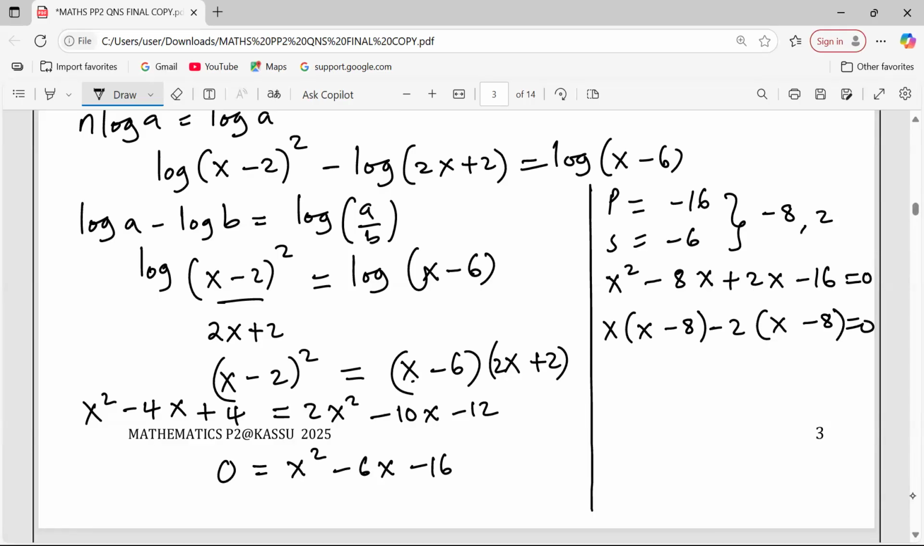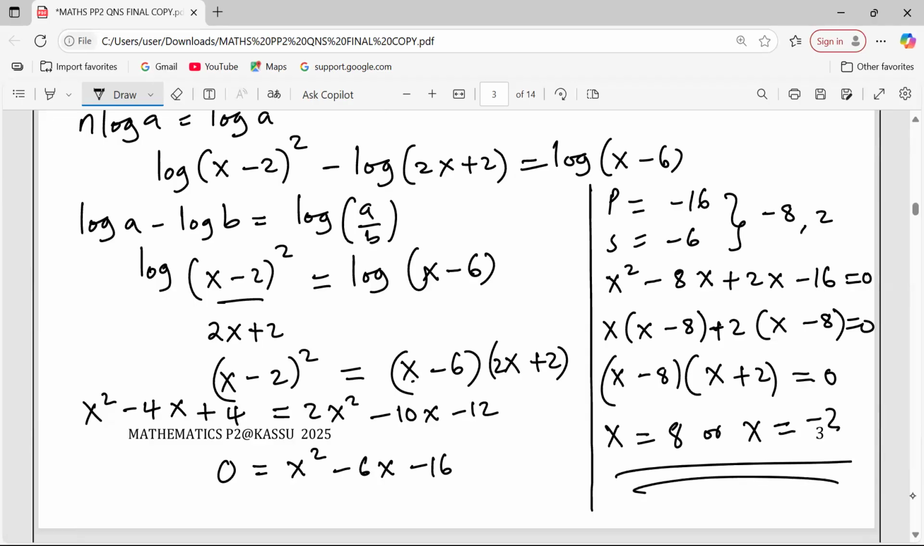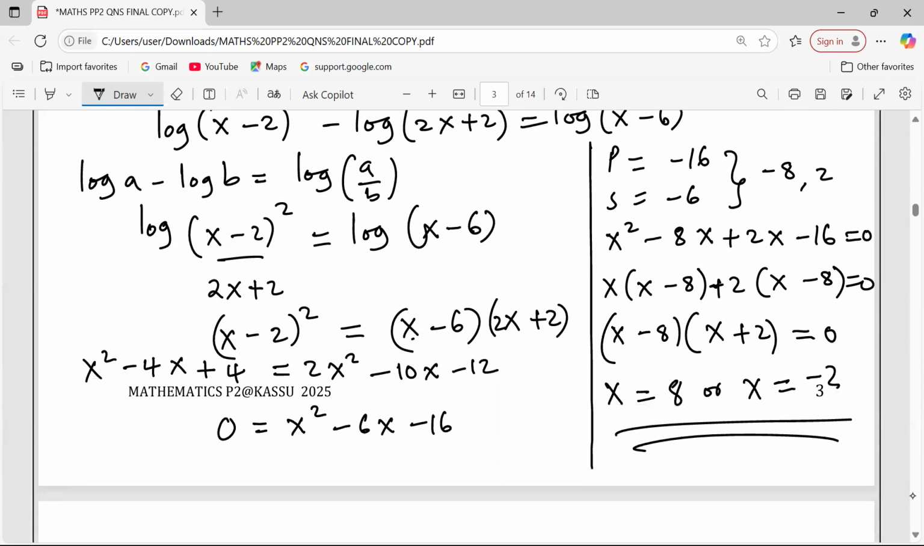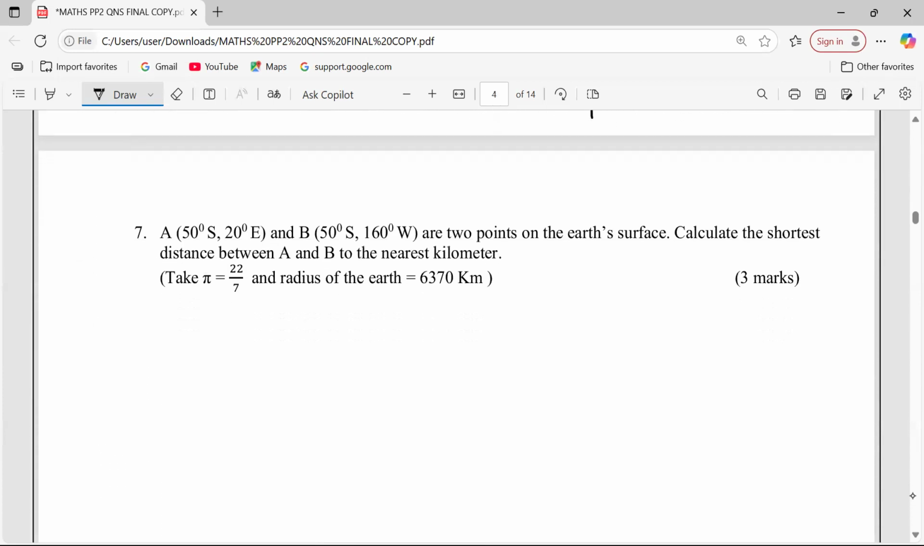I'm supposed to be very careful to ensure that this is a positive 2 factored out. Positive 2, yeah, to remain with x and a negative 8 that way. From the brackets, we're having x minus 8. Outside the brackets, x plus 2 equals 0. So x from the first bracket equals 8. X from the second bracket equals negative 2. These are the two possible values of x in this particular logarithm function.